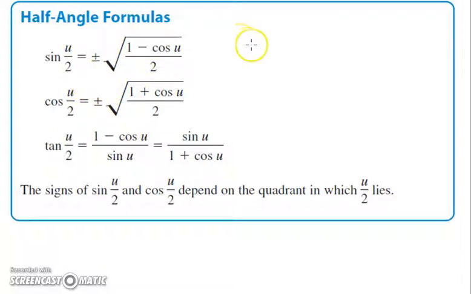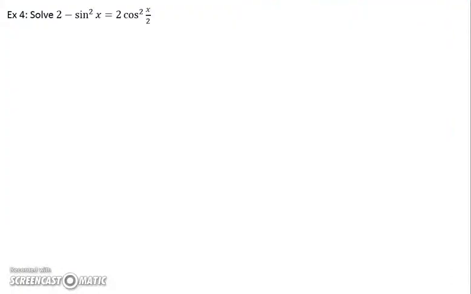If u over 2 is in quadrant 1, they're both going to be positive. Quadrant 2, cosine will be negative, sine will be positive, and so on. So let's look at a quick example, and then we'll call it quits on this video. We want to solve 2 minus sine squared of x equals 2 cosine squared of x over 2.